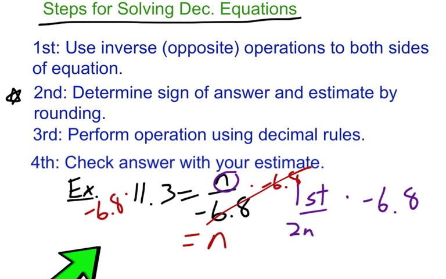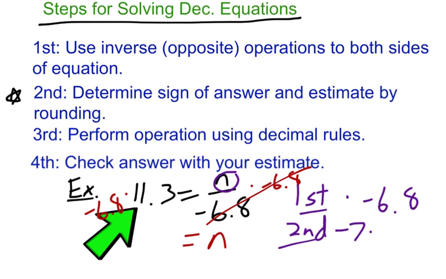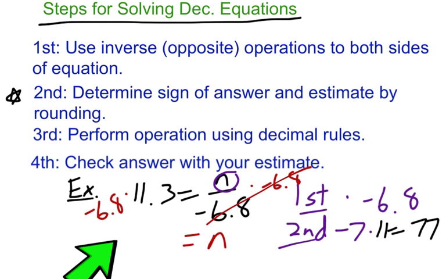So on my second step, I'm going to treat it as negative 7 times, and what do you think that 11.3 would round to? How about we keep it 11? So it's negative 7 times 11 would be 77, but we have how many negatives? One negative. That's an odd number, so my answer is negative. I've determined that 6.8 is about 7 and 11.3 is about 11. So this is our estimate, negative 77. And on our fourth step, it better be close to that.